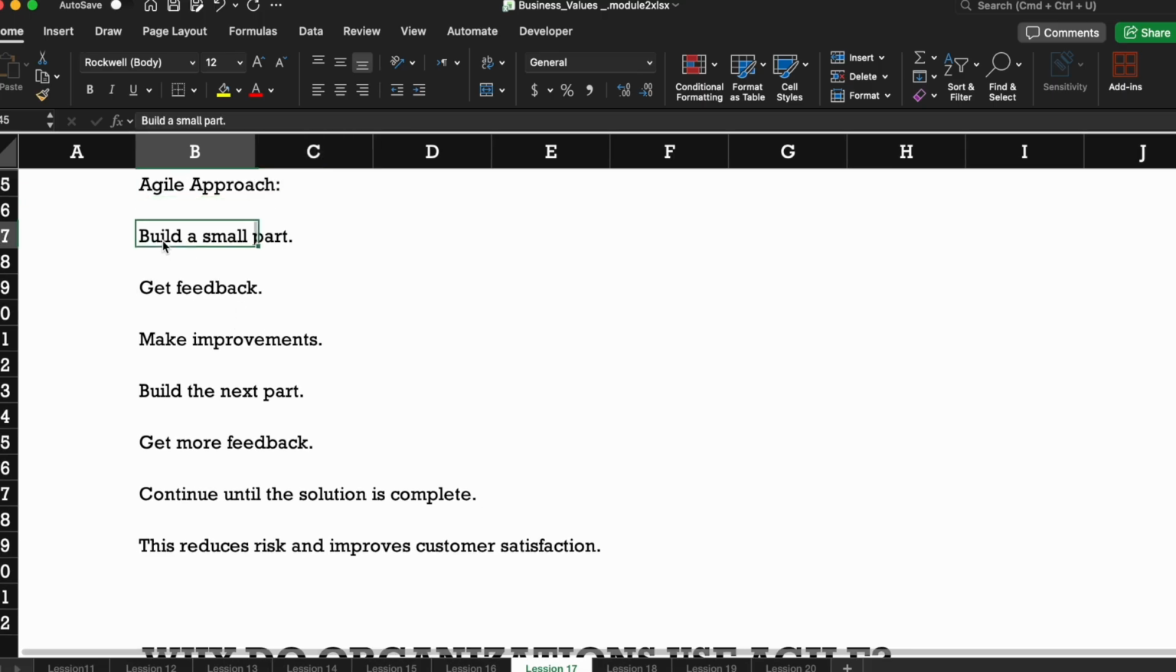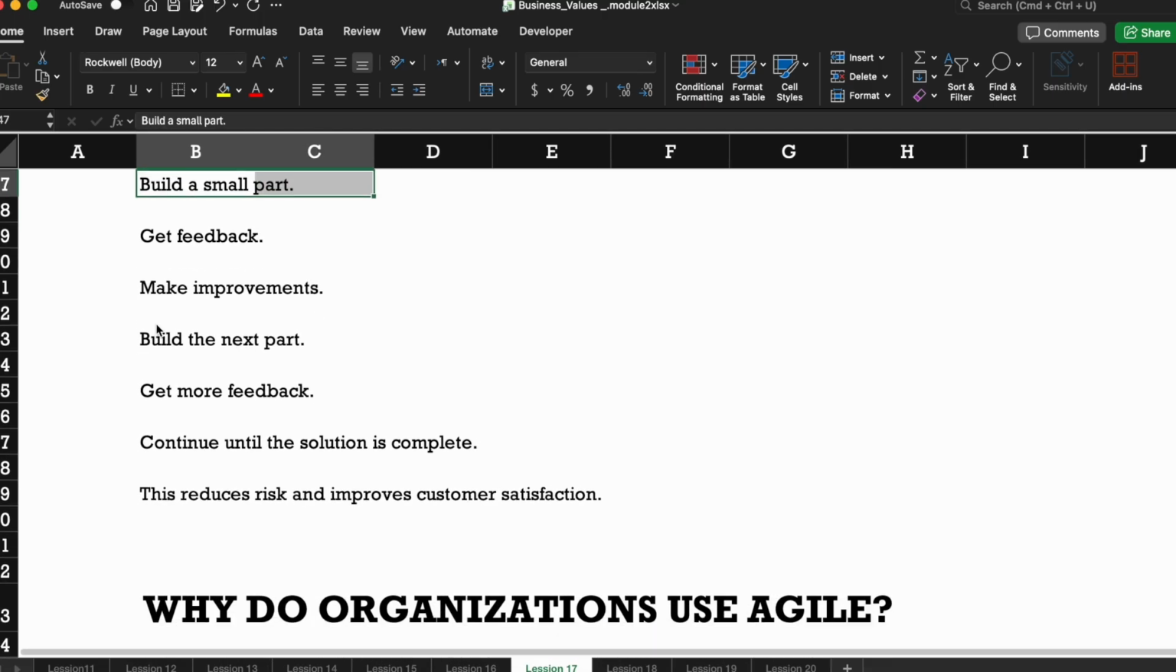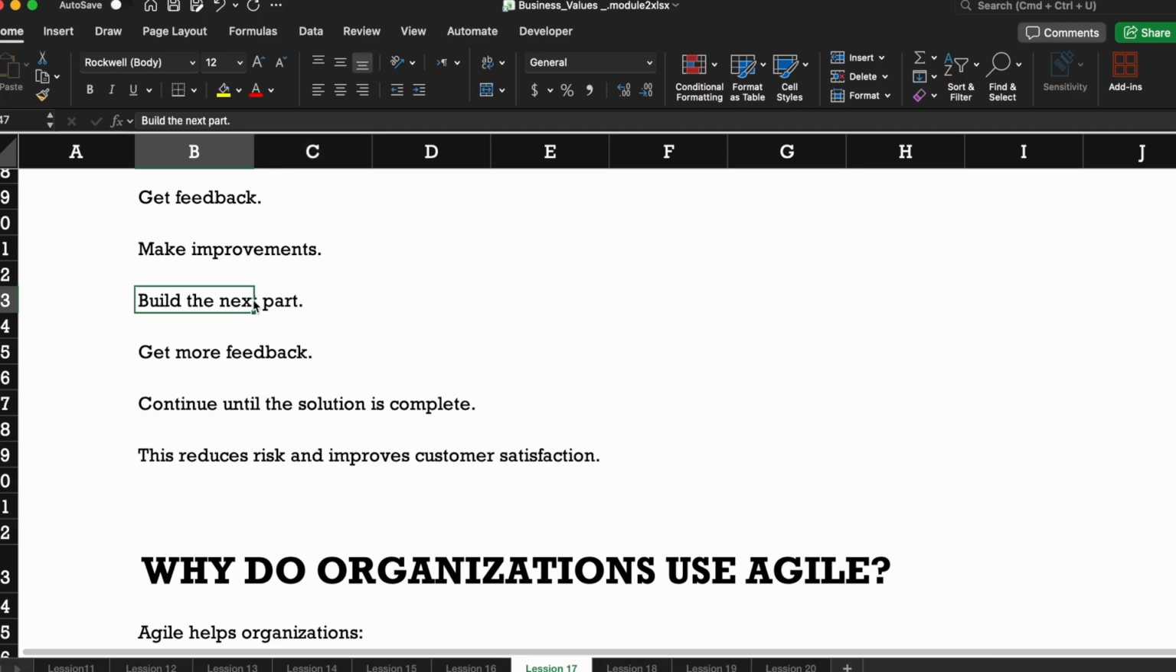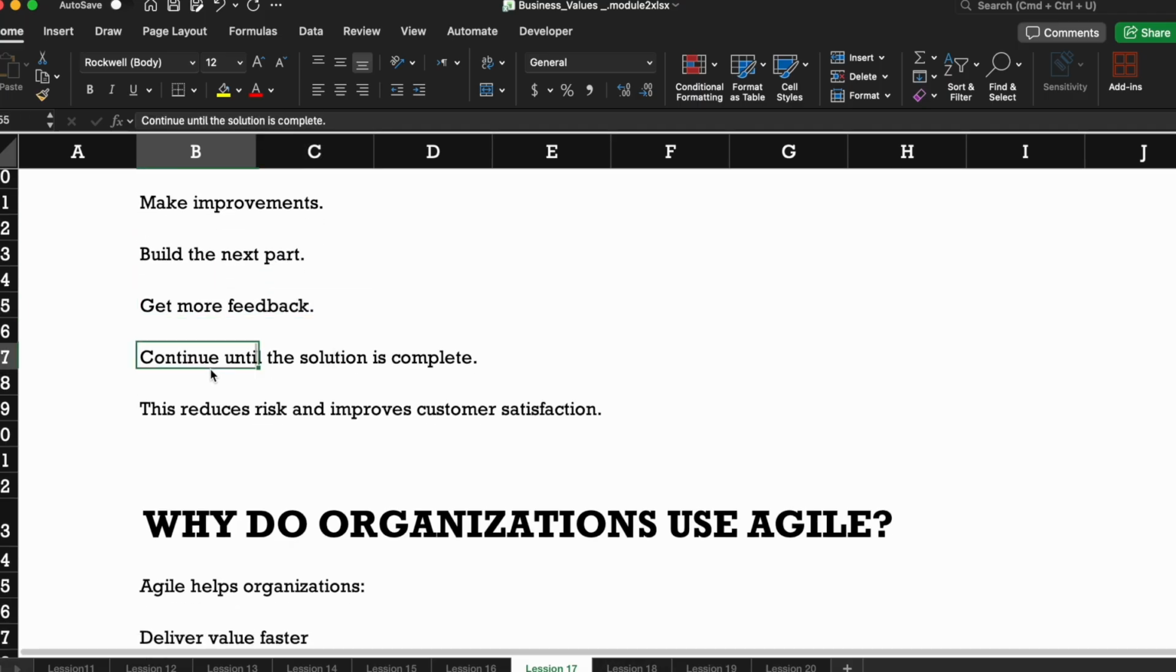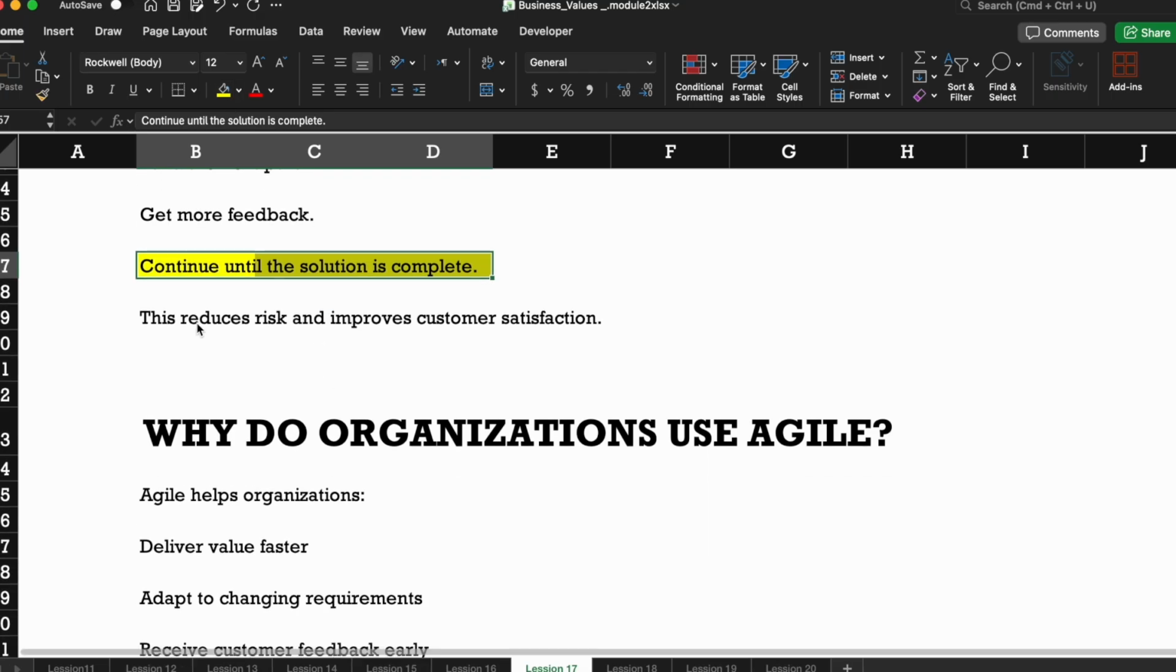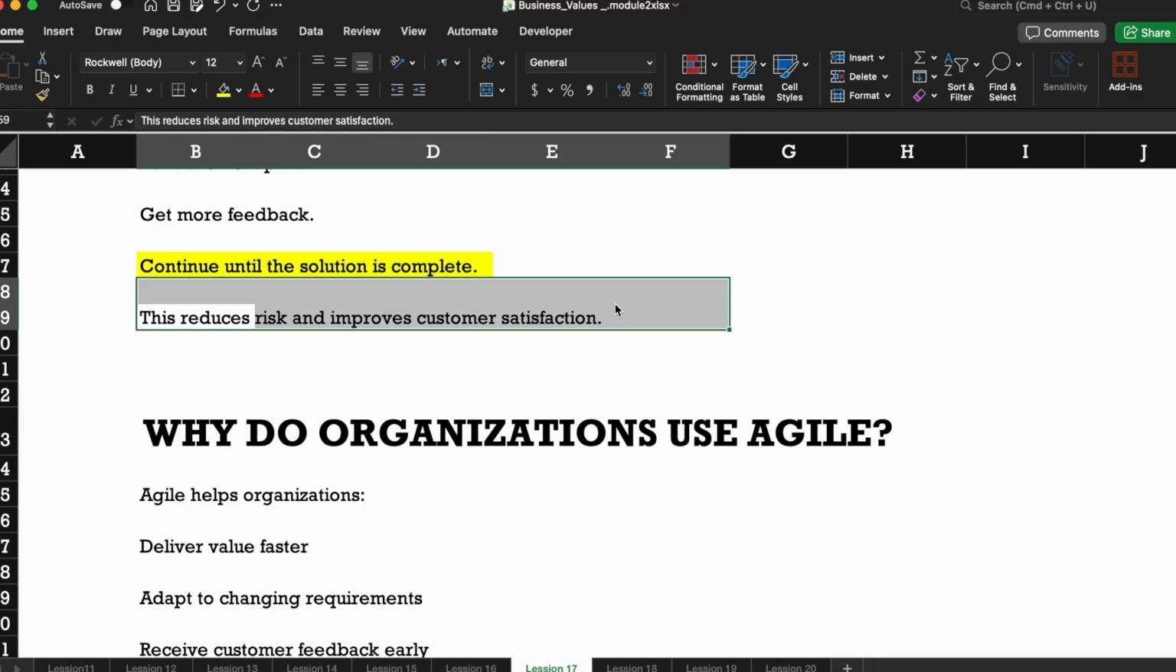Agile builds a small part, gets feedback, makes improvements, builds the next part, gets more feedback, and continues until the solution is complete. This is how agile works. In small iterations the product is delivered. This reduces risk and improves customer satisfaction.